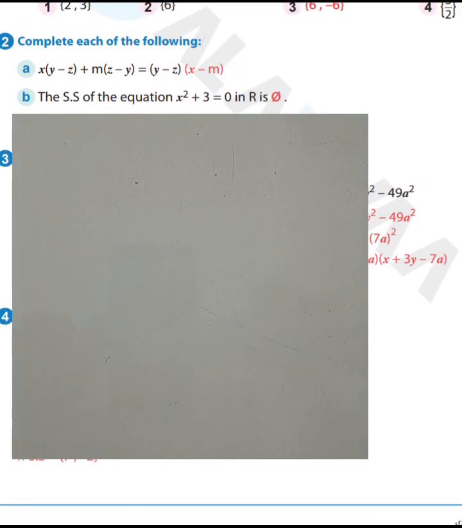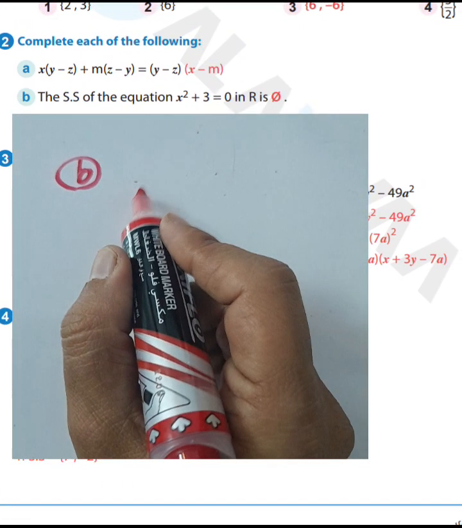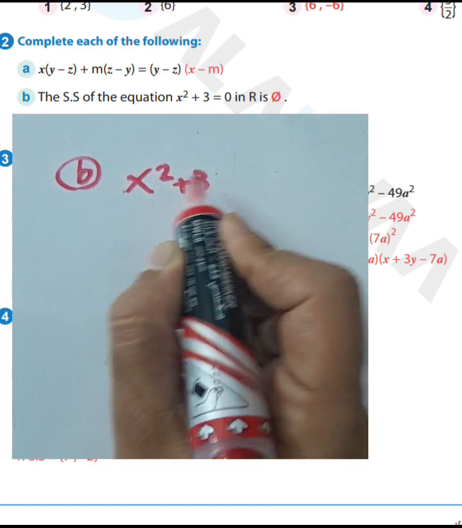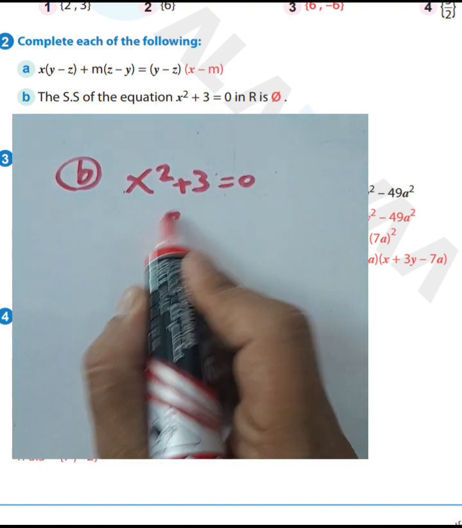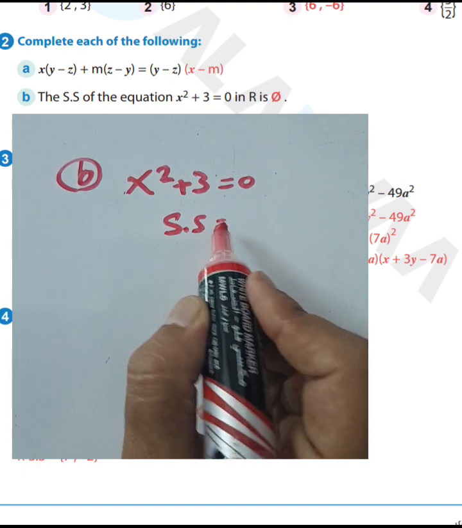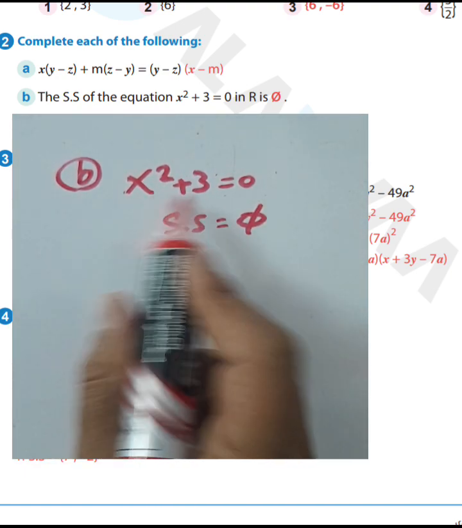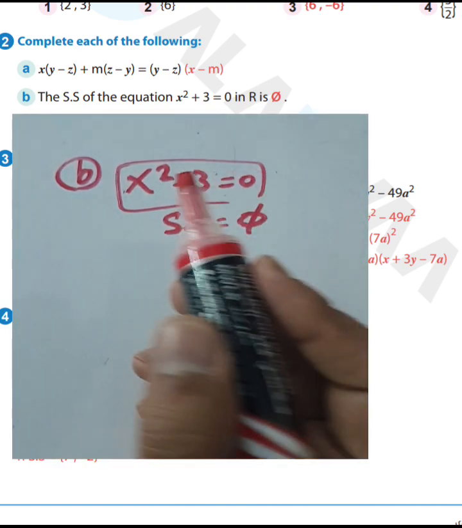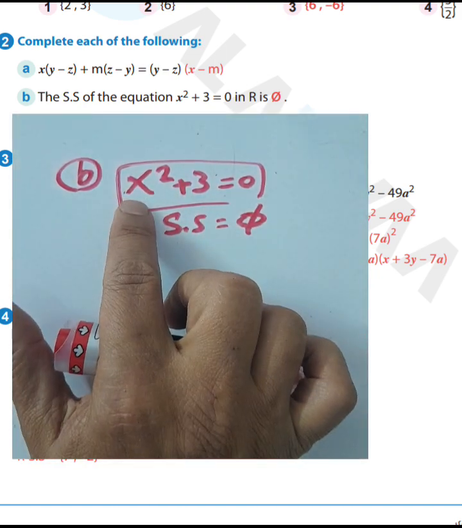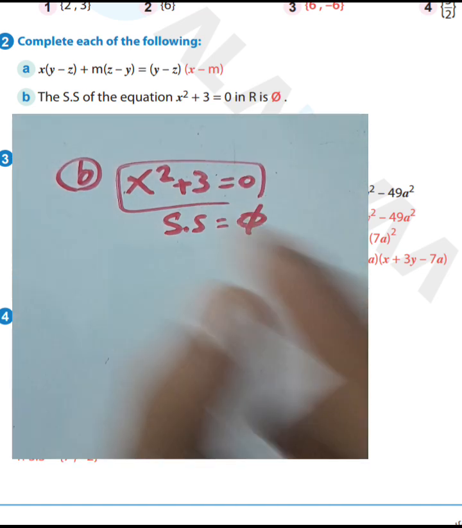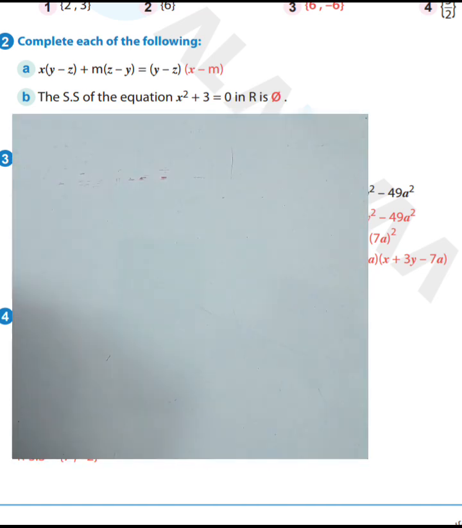Question letter B, solution set of the equation x power 2 plus 3 equals 0. Solution set here will be the null set, because we can't find a factorization for x power 2 plus 3. We haven't a number whose product by itself plus 3 equals 0. It's impossible. So the solution set is the null set.